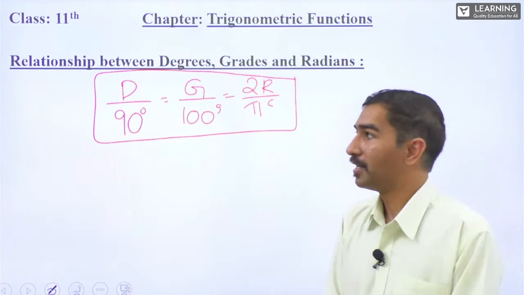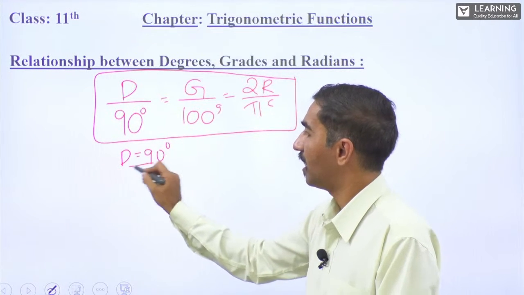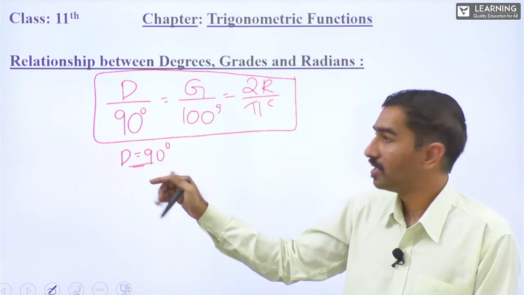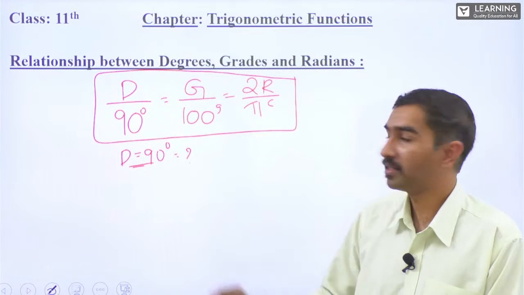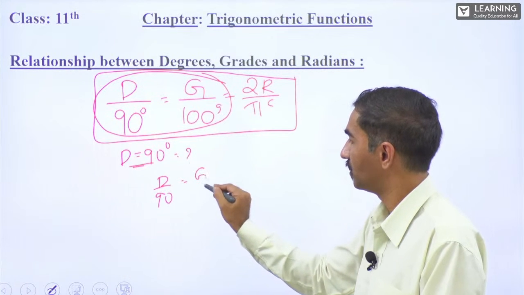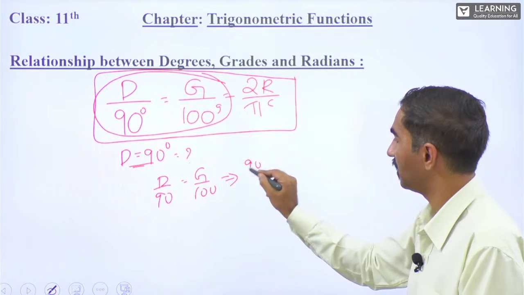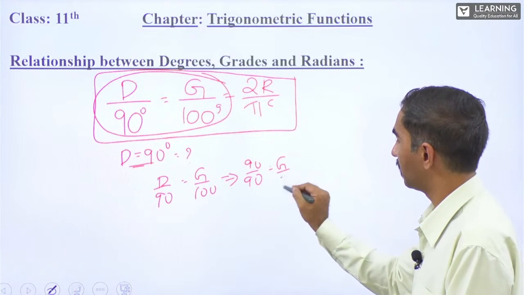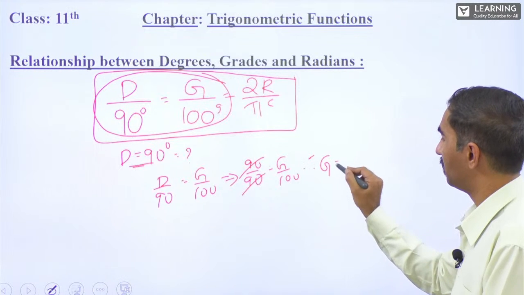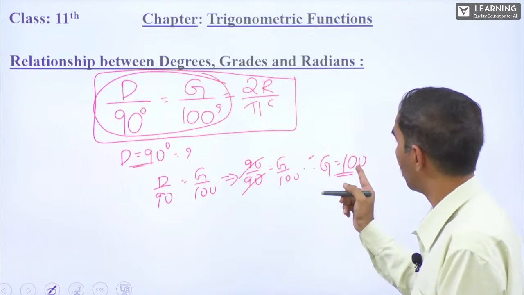So for example, let us assume that by calculating something you got degrees equal to 90 degrees. This 90 degrees is equal to how many grades? How to get that? Take this part only: D by 90 is equal to G by 100. And D we just got, 90 degrees. So 90 by 90 is equal to G by 100. 90 and 90 get cancelled, cross multiply. Therefore, G will be equal to 100, which means 90 degrees is equal to 100 grades.